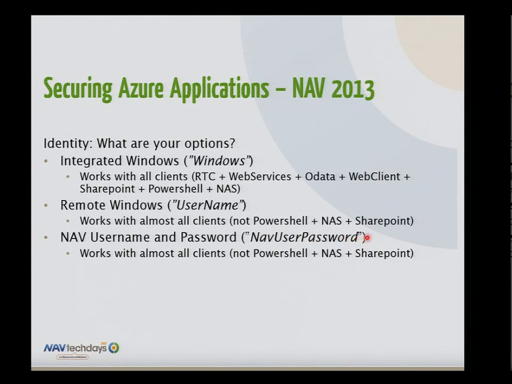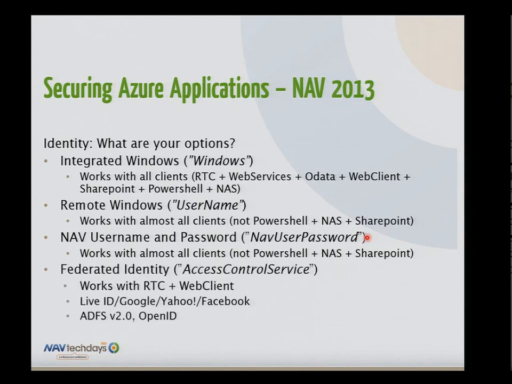And it also works with most clients, not PowerShell, NAS, and SharePoint. And what it means is that basically you have a user table in NAV. You have multiple, but you have all the users stored in NAV. So you have basically a username and a password and stuff like expiration date and other things. But everything is stored in NAV, so it works everywhere. You don't need an Active Directory. You don't need local Windows users. It's just stored in NAV. Easy to port to other systems. Everything is in the database.